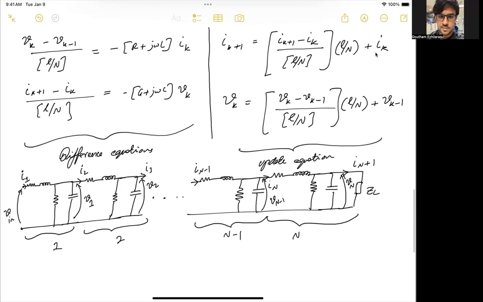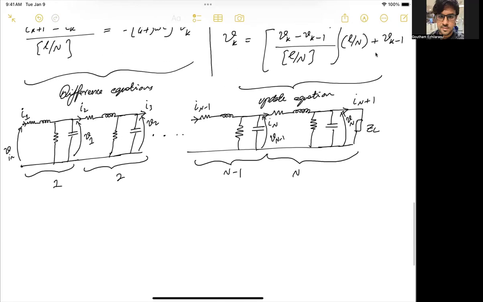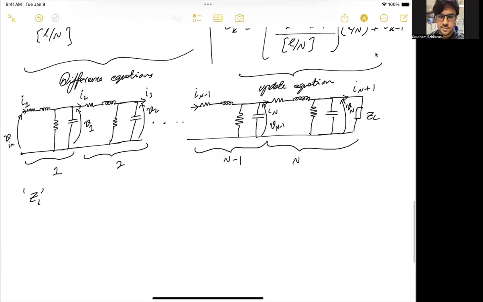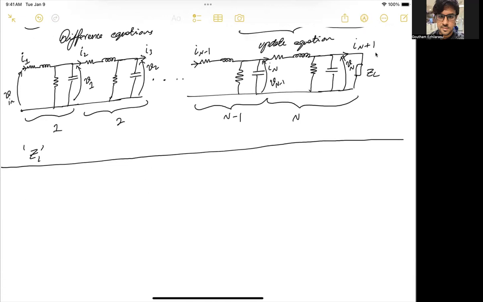So now we know that the output load impedance is ZL. We are going to start with an algorithm, and how the algorithm is going to go is, we are going to assume some ZL and some output voltage V N. So this is our starting condition. And then from the starting condition, we can now calculate what is I N plus 1. So I N plus 1 is just going to be V N over ZL. And so now we have both I N plus 1 and V N.